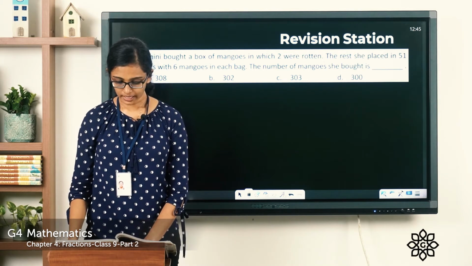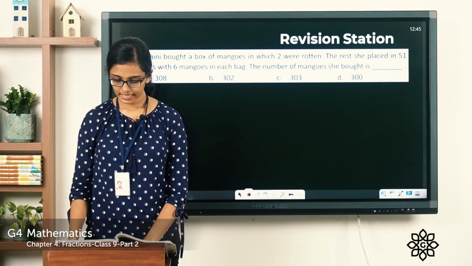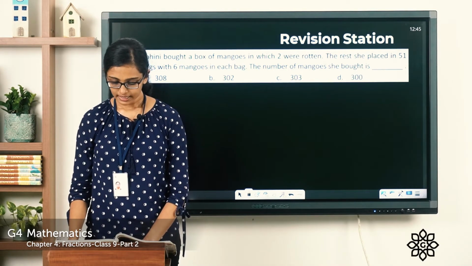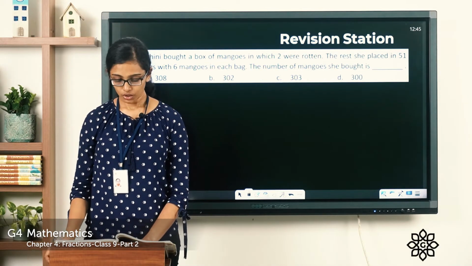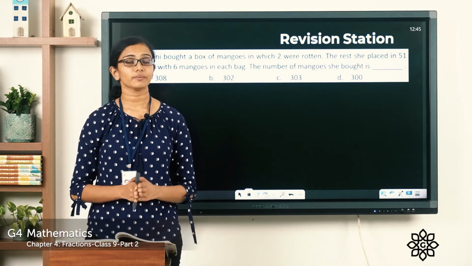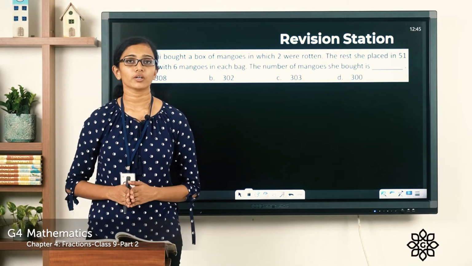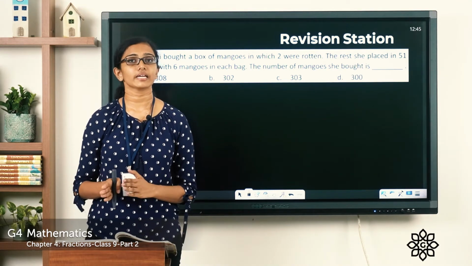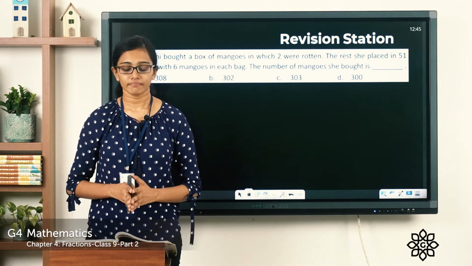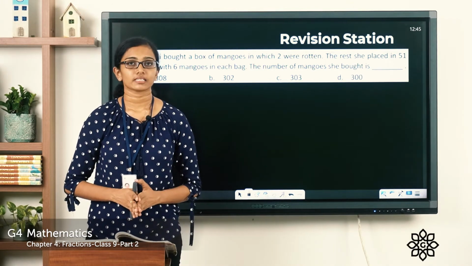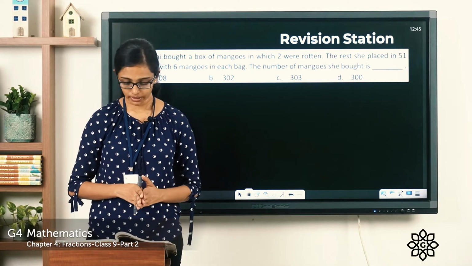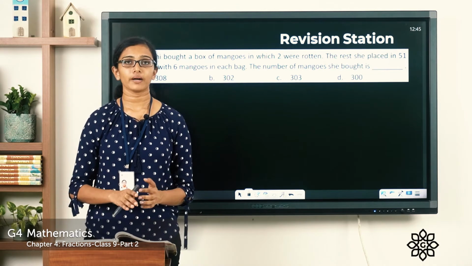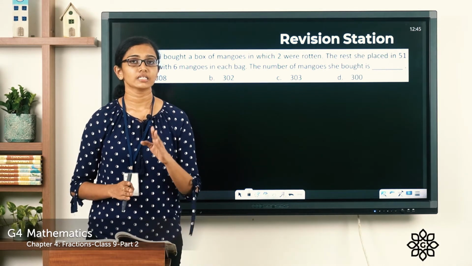Rohini bought a box of mangoes in which 2 were rotten. The rest she placed in 51 bags with 6 mangoes in each bag. The number of mangoes she bought is. So Rohini had bought some mangoes, and out of the mangoes that she bought, 2 were rotten. So she kept these 2 mangoes aside and she divided the remaining mangoes among 51 bags, and each bag contained how many mangoes? Each bag contained 6 mangoes.